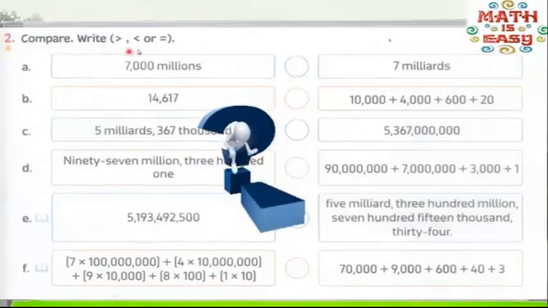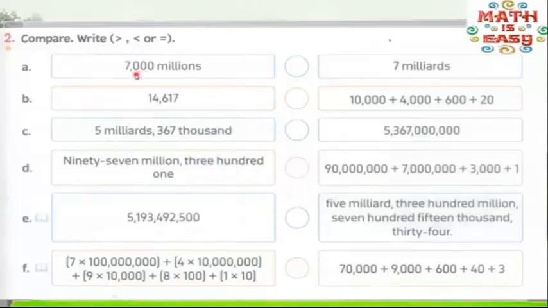Compare, write more than, less than, or equal. 7,000 million. I said you should write zeros instead of words: 6 zeros instead of the word millions. And we have here 3, which means 7 milliards. This number is 7 milliards. And here we have 7 milliards. So write here equal. They are equal.